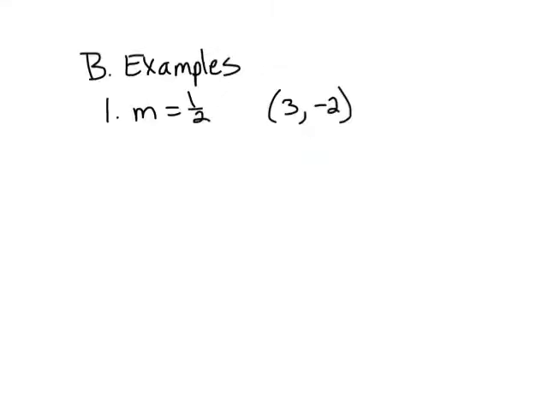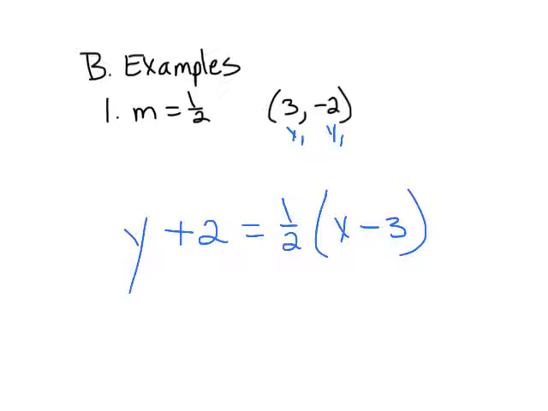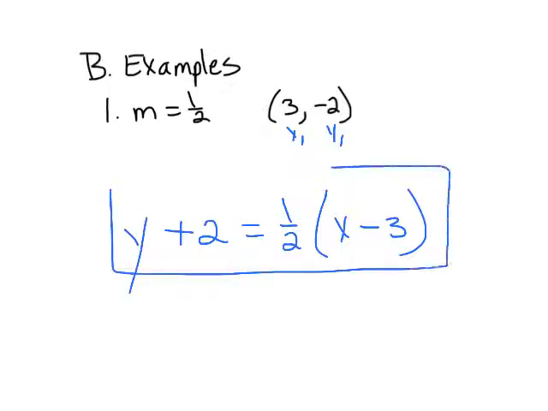So here's an example to show you how easy this is. I have a slope of 1/2, and I'm passing through the point (3, -2). Well, here's my x1 and here's my y1, so it takes one step to write this equation. Y minus -2, so it's the opposite sign, equals 1/2 times the quantity x minus 3. You don't have to distribute, you don't have to add the opposite. This is your final answer.